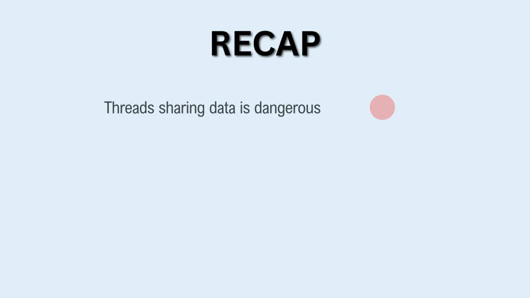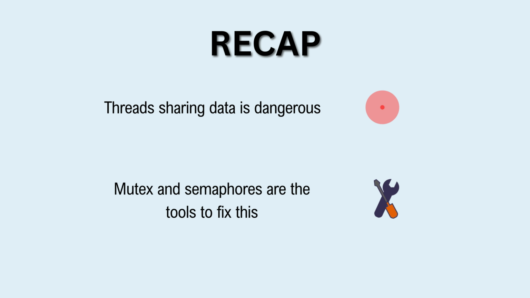In the previous video from this playlist, we saw that when threads share data, things can go wrong. Mutex and Semaphore are the tools we use to fix that. Today, we will look at one classic problem, that is the dining philosophers problem. What happens when threads need to acquire multiple resources simultaneously, and how does that lead to deadlock?